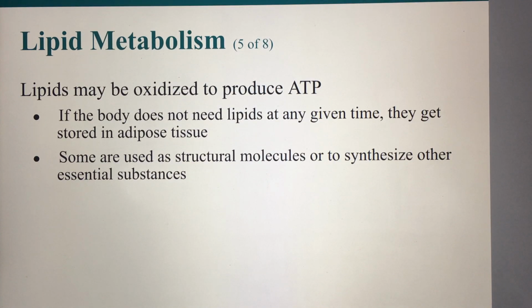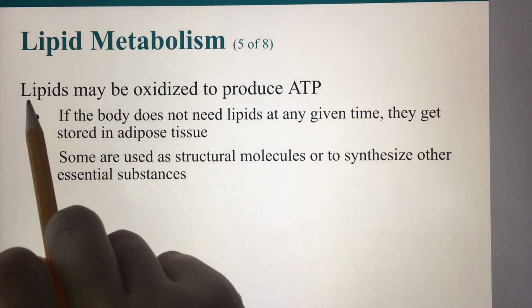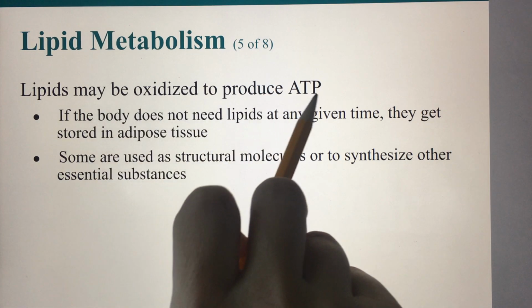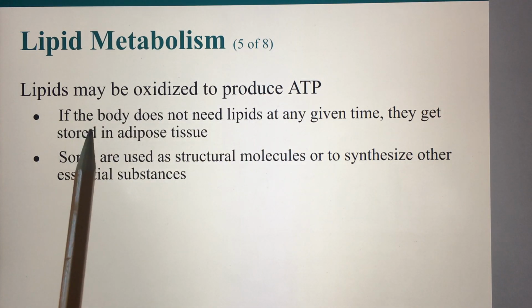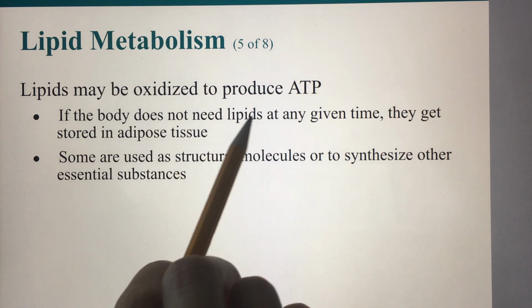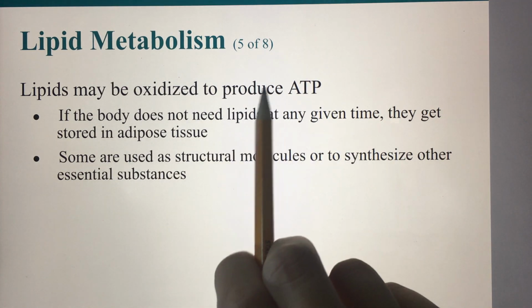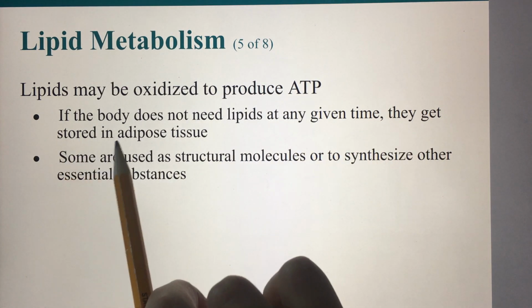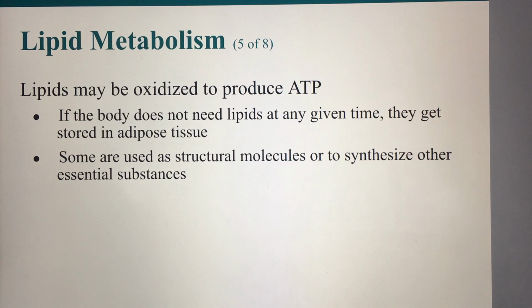What are lipids used for in a body? So just like glucose, lipids can be oxidized to produce ATP. If the body does not need lipids at any given time to produce ATP, they can be stored in fat tissue, just like glucose can. Lipids are not stored in the liver as glycogen, as opposed to glucose, so lipids can be directly stored in the fat. Some lipids are used in structural molecules or to synthesize other essential substances.